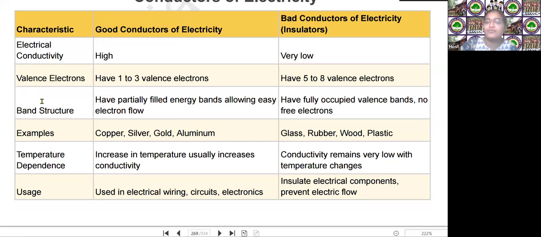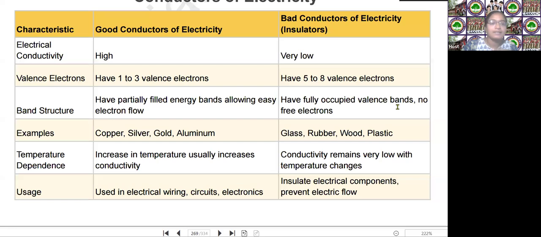And another quality is band structure. The band structure of a good conductor has partially filled energy bands, not fully filled energy bands, allowing easy electron flow. That's why it has a high conductivity. If you have an insulator, it has a fully occupied valence band and no free electrons.